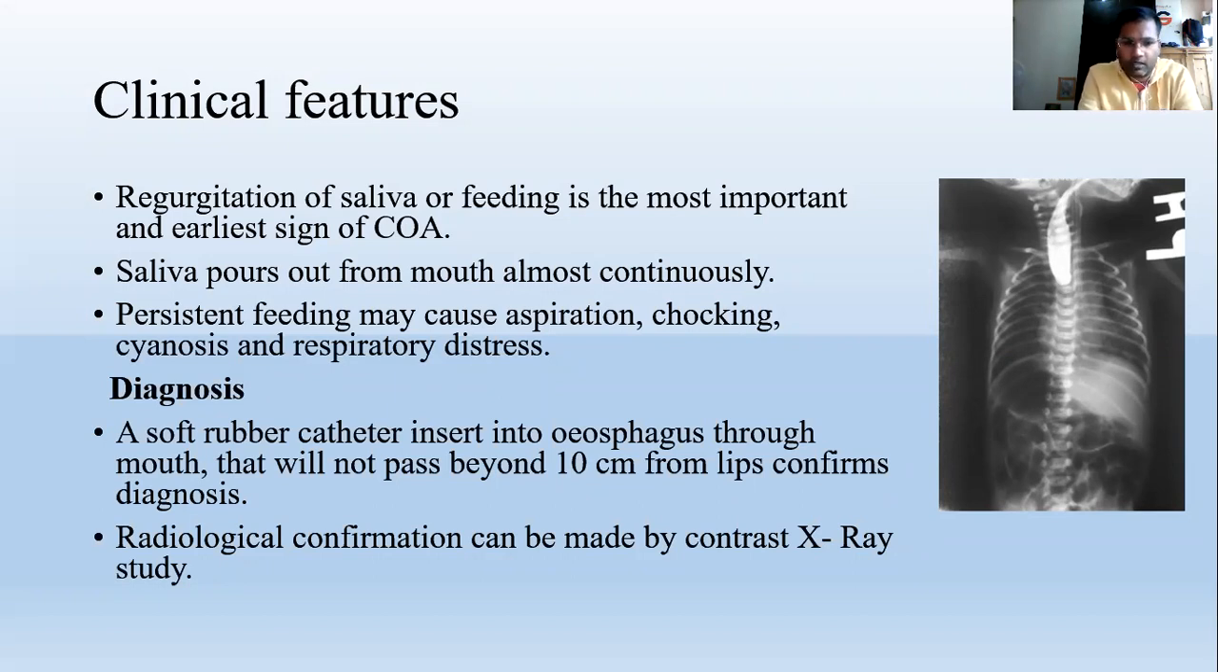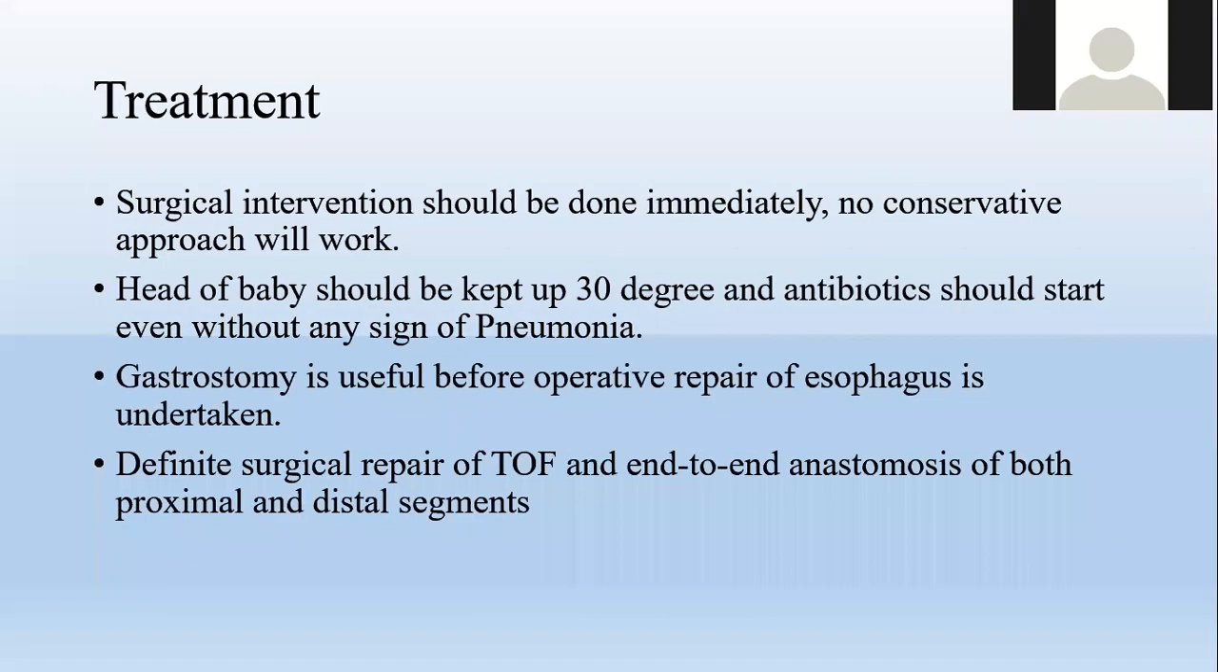So the diagnosis is usually clinical, and confirmatory diagnosis is done by radiology. The treatment includes surgical intervention, which should be done immediately. No conservative approach will work. The head of the baby should be kept up at 30 degrees so that aspiration will not occur, and immediately start broad spectrum antibiotics. So if anyhow the patient has aspirated something, you can tackle the pneumonia.